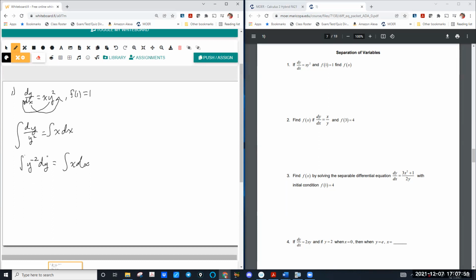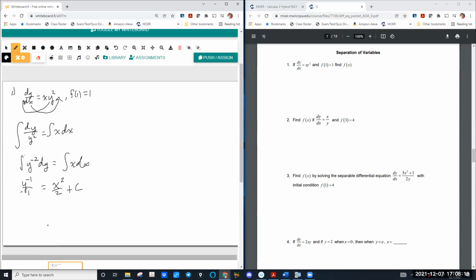We're basically back in Calc 1 mode at this point. So increase the power by 1, divide by the new power. So y to the negative 1 over negative 1 equals, this is an easy one, right? x squared over 2. And we do need a plus c. We don't need to do it like we talked about last time. We don't need to do it on both sides. So we typically just add it to the right side.